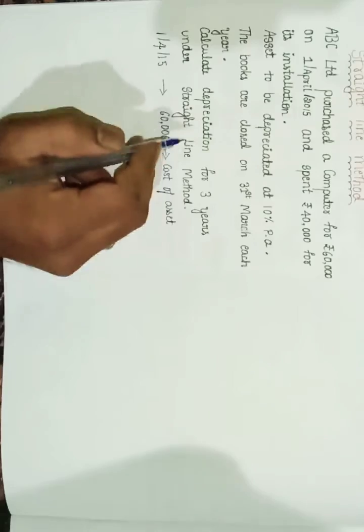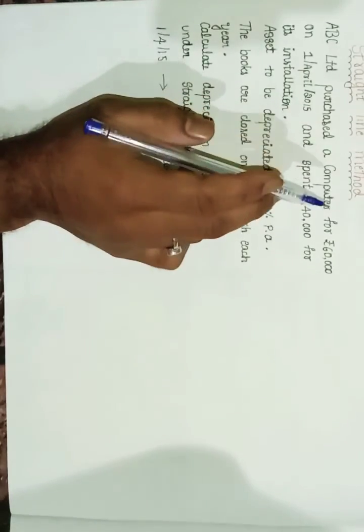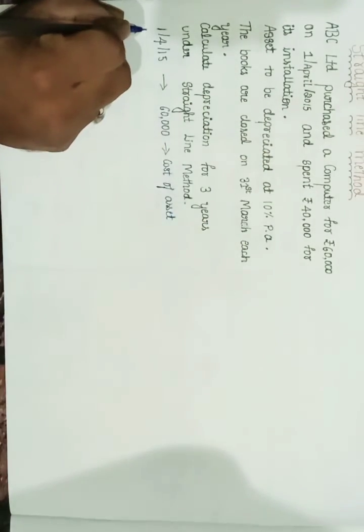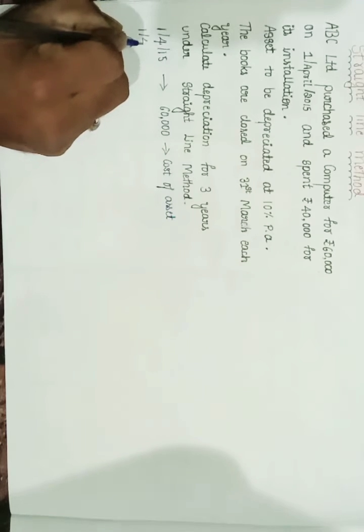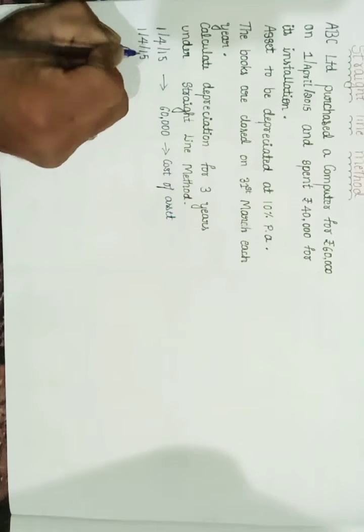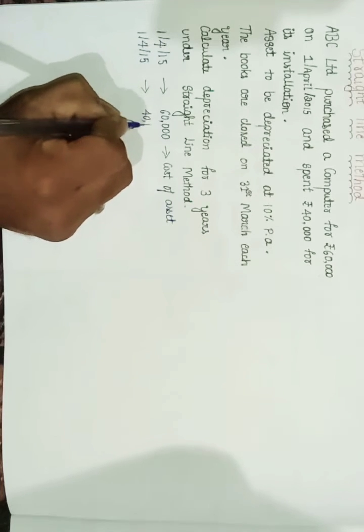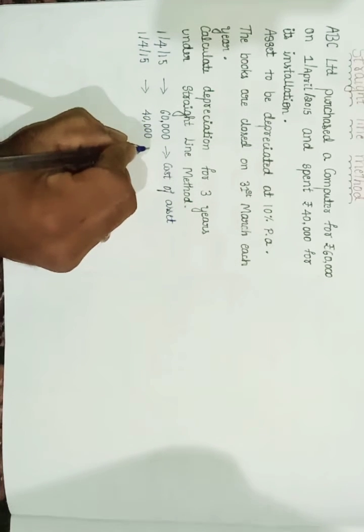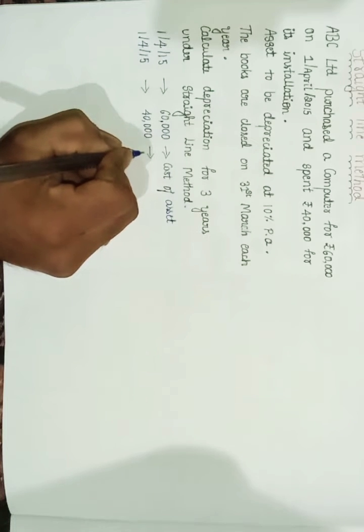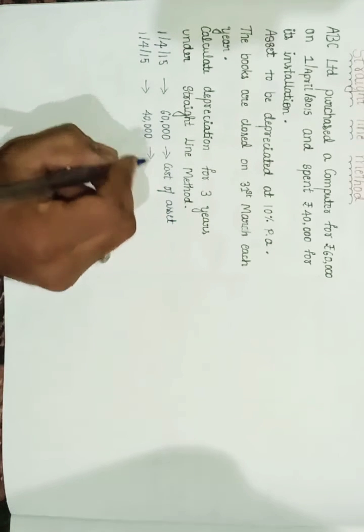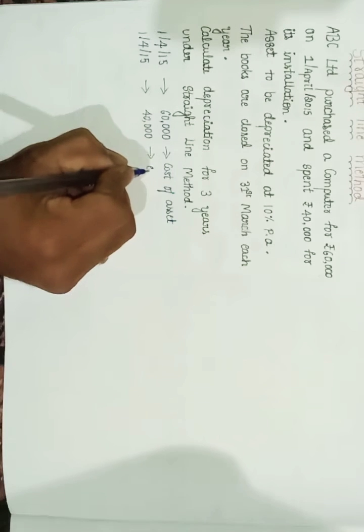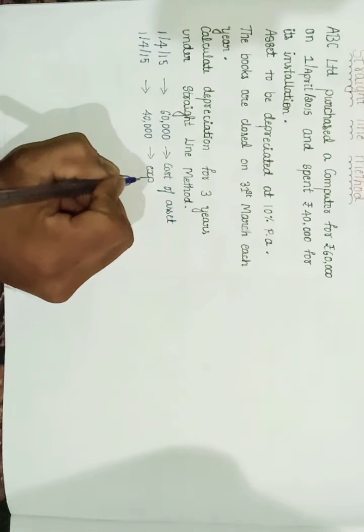Then next one, on the same date, which means at the time of purchase on 1st April 2015, we are spending rupees 40,000 towards installation. It is nothing but expenses on purchase. That is 40,000 we are spending. It is expenses on purchase.